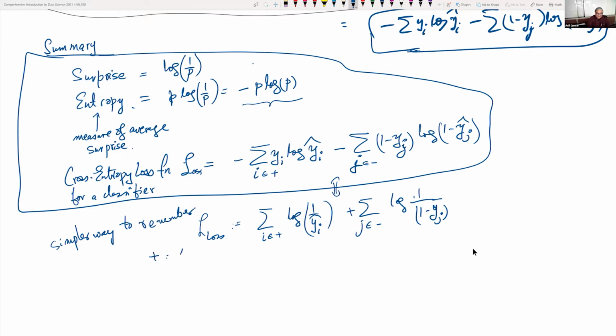Positive case is 1, negative case is 0. So any questions here before I continue?